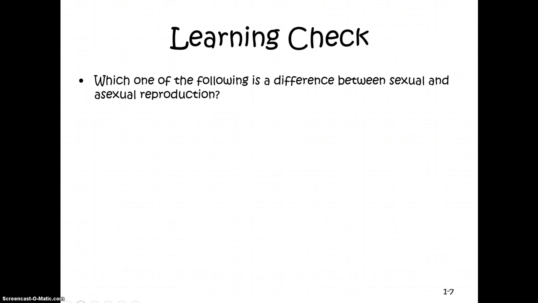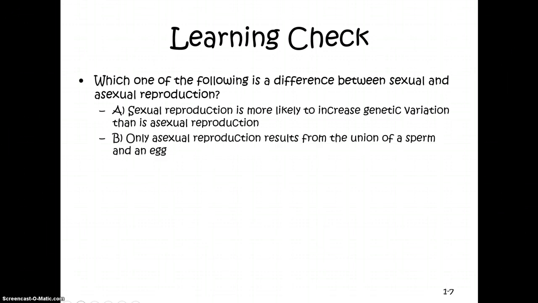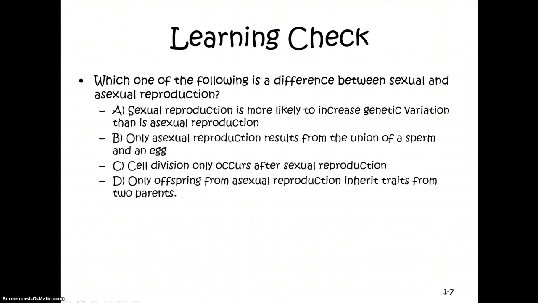So, which of the following is the difference between sexual and asexual reproduction? A, sexual reproduction is more likely to increase genetic variation than asexual reproduction. B, only asexual reproduction results from the union of a sperm and an egg. C, cell division only occurs after sexual reproduction. Or D, only offspring from asexual reproduction inherit traits from two parents. I'll give you a couple of seconds. You can pause it if you need some more time.